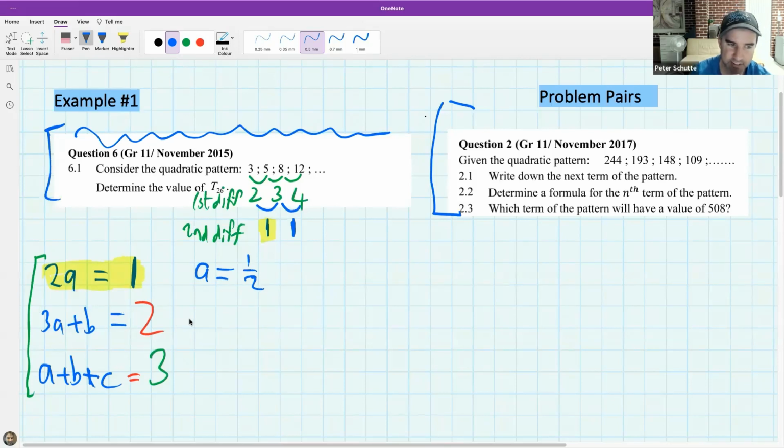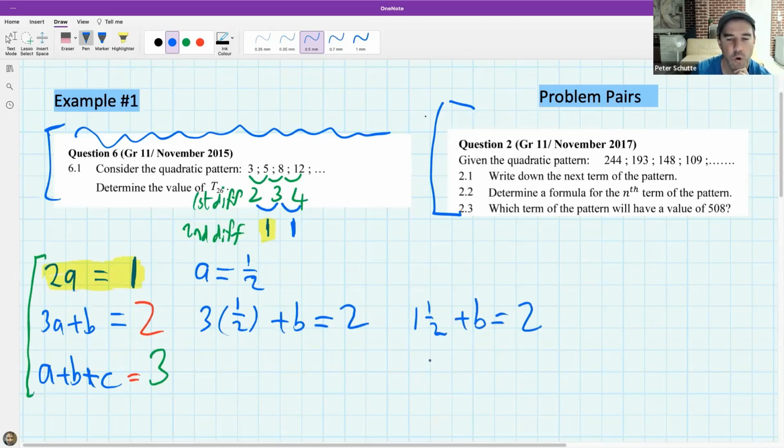Okay. Now the second part is a little bit trickier because I have to sub in the value I got for a from before, but it's not terribly difficult. You go 3 times whatever a is, plus b is 2. And I said above already that a is a half. So 3 times a half, I get 1.5. So 1.5 plus b is 2. What do you think b is going to be? It would be a half. Exactly right.